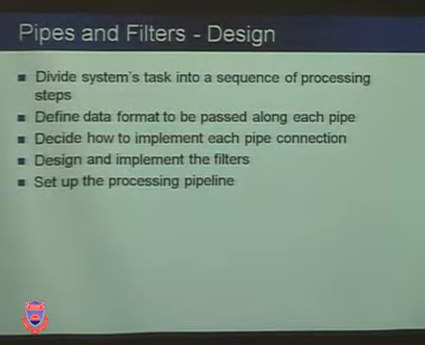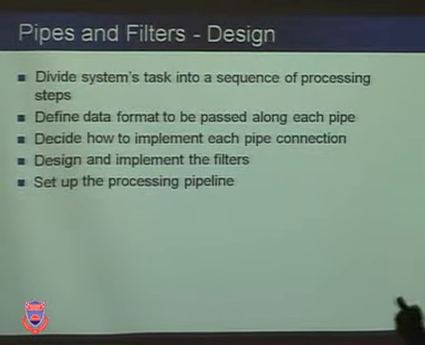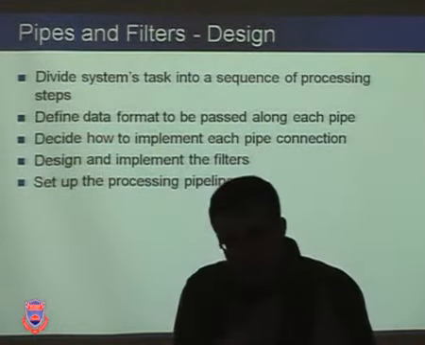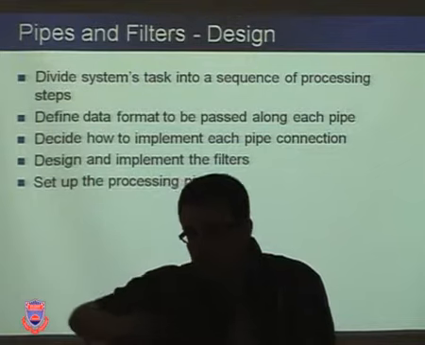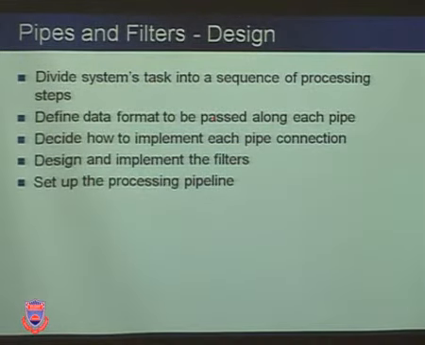How do you design this? You divide your system's task into a sequence of processing steps. What are the processing steps? What is the data source? What is the data sink? You define a data format to be passed along each pipe. You put something to the output of the filter, which should be put on the pipe, and the pipe accepts some data format. You define that. You decide how to implement each pipe connection. Design and implement the filters and set up the processing pipeline, which might not be trivial.